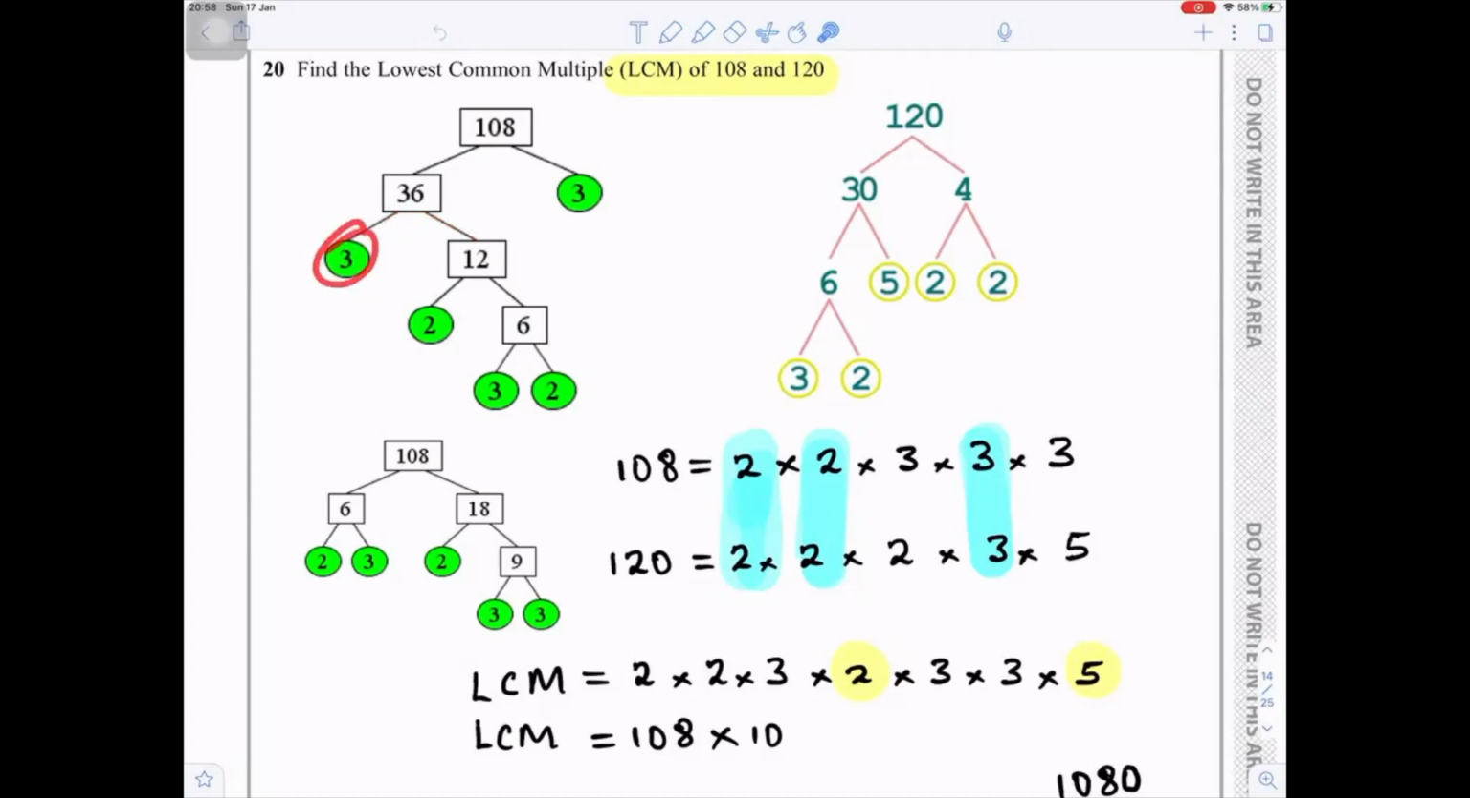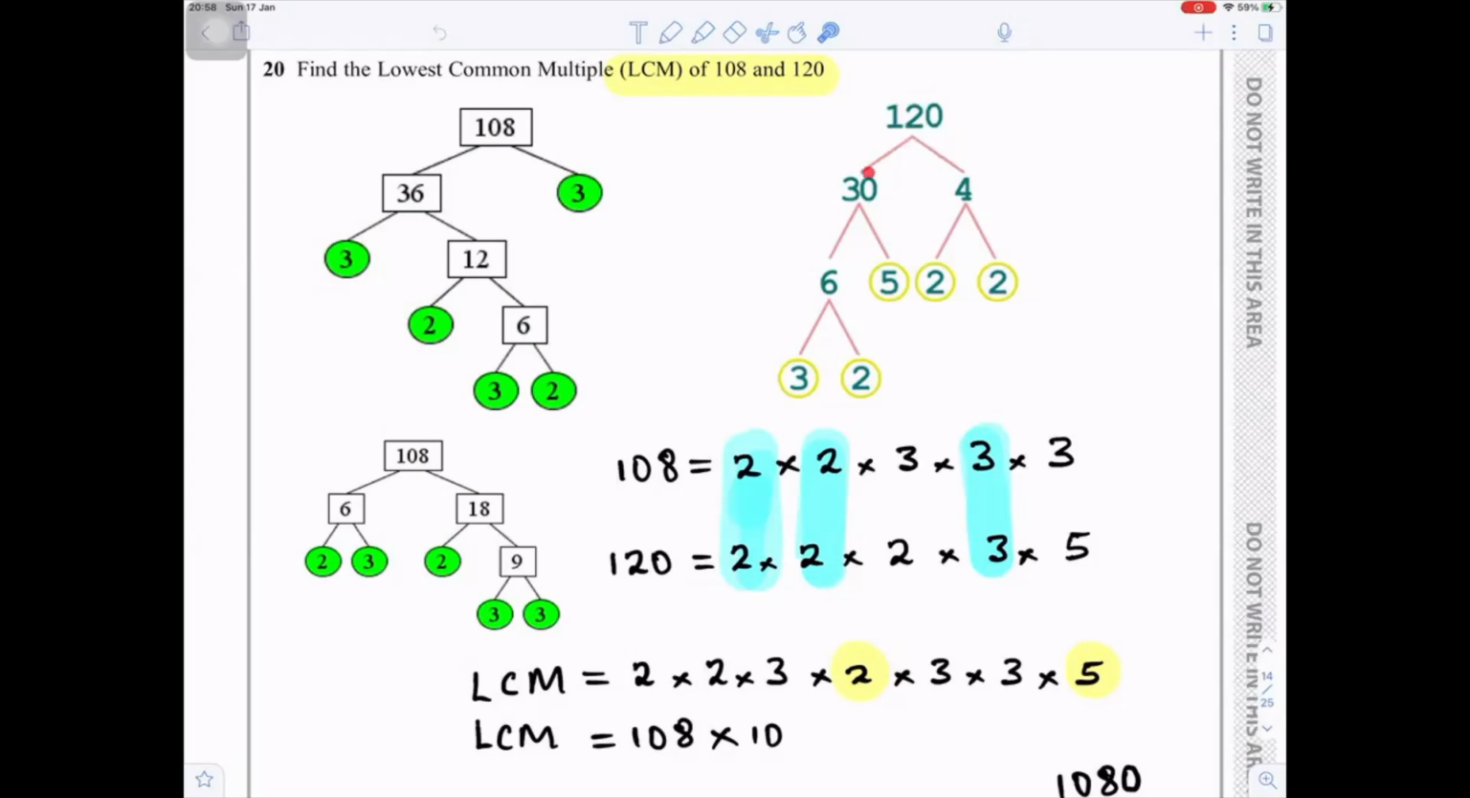3 is a prime number, circle that. 12 is not. 12 can be split into 2 times 6. 2 is a prime number, we'll circle it. And 6 can be split into 3 times 2. So these are all the prime numbers, the ones I've colored. So 108, we can write it as 2 times 2 times 3 times 3 times 3. We do 120.